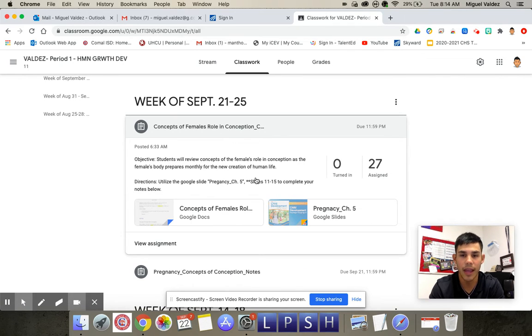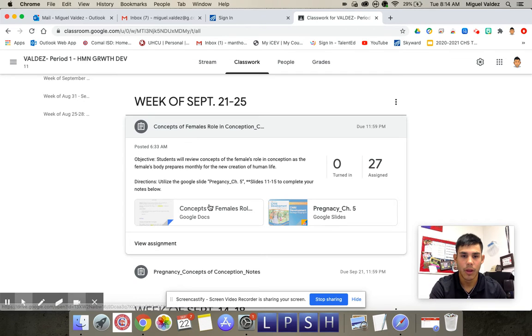Today I've assigned you concepts of the female's role in conception. There's a male role and there's a female role. Unfortunately for that female role, or it's a beautiful thing, something happens every single month that a male doesn't have to take part in, and it's very important in the upbringing of new life.